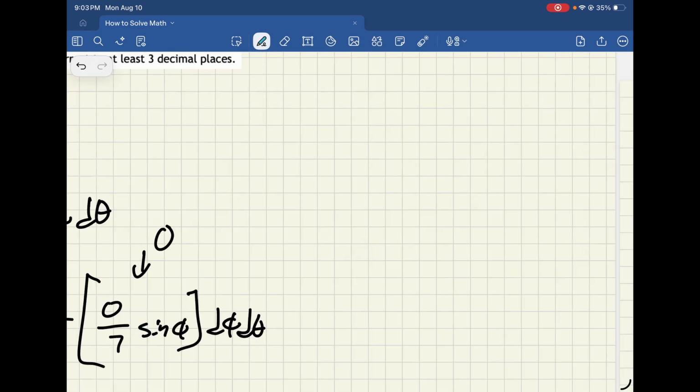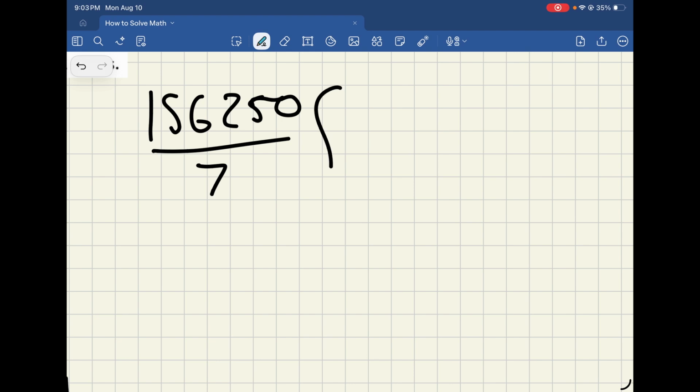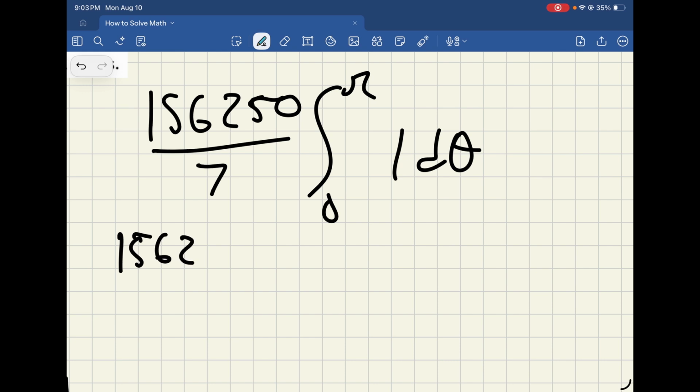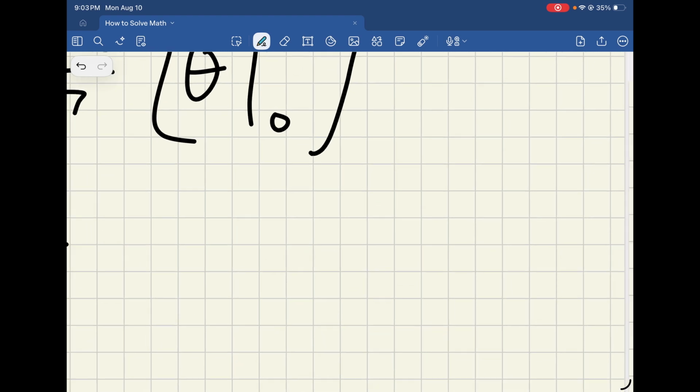And let me bring this up here to the top. We can take out the 2 and just multiply our coefficient by 2, so that will give us 156,250 divided by 7 from 0 to pi of 1 d theta, which the antiderivative of that is just theta from 0 to pi.